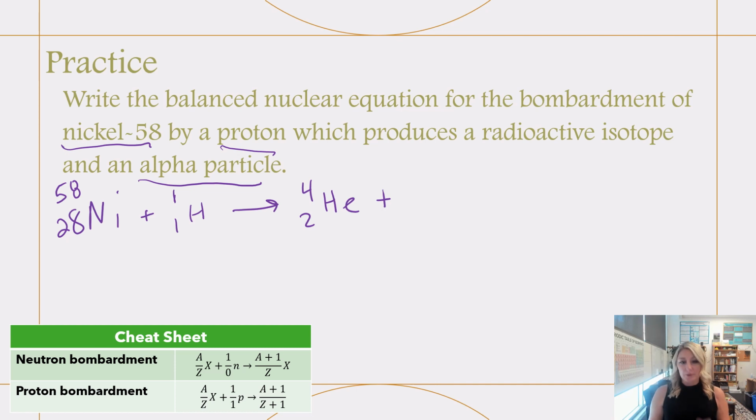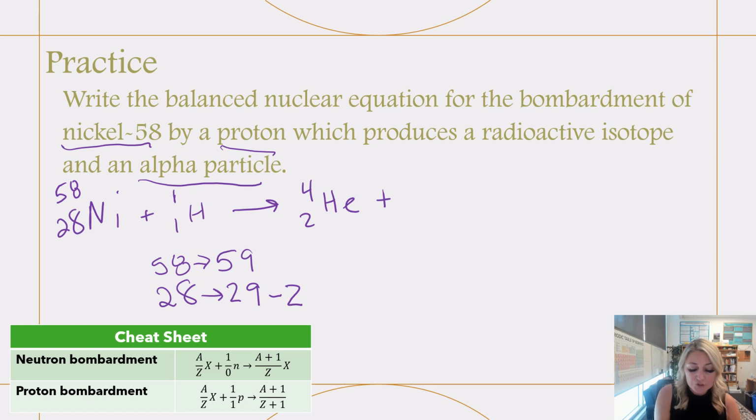When we're bombarded by a proton, my mass goes up by 1, so 58 goes to 59, and my atomic number goes up by 1. 28 turns to 29. So this should be the species. Whatever atomic number 29 is, that's a species I should form. But I'm told that I also form an alpha particle. So instead of having a species with atomic number 29, I have to account for the 2 protons in the alpha particle. So I'm actually going to produce something with the atomic number 27, which is cobalt.